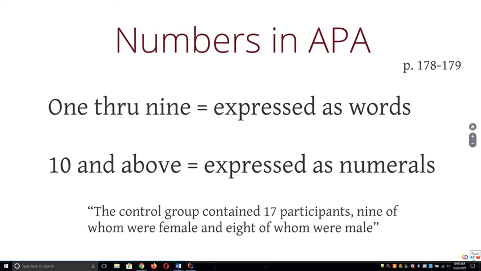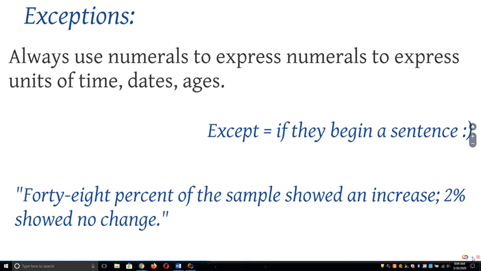I consider these the age, date, and math exceptions. So if you have an age, it will always be numeric. If you have a date, it will always be numeric. If you have a unit of time, it will always be numeric. If you have a percentage of something, it will always be numeric. The only exception to the exception is if they begin a sentence. You never want to begin a sentence with a number.